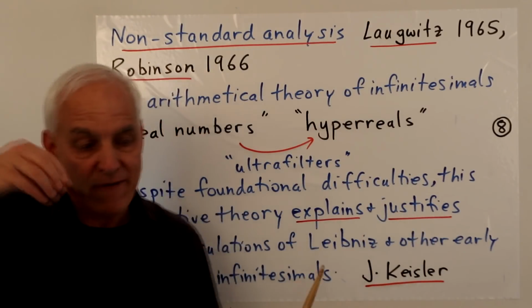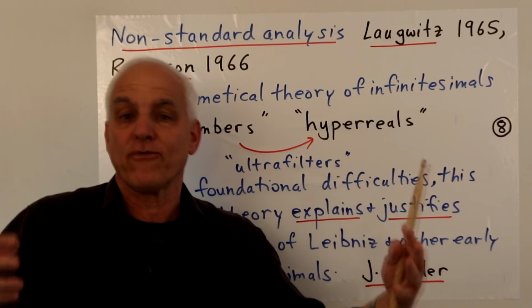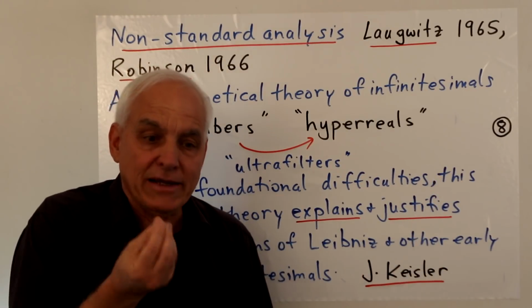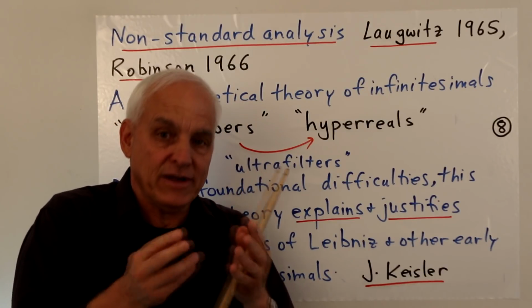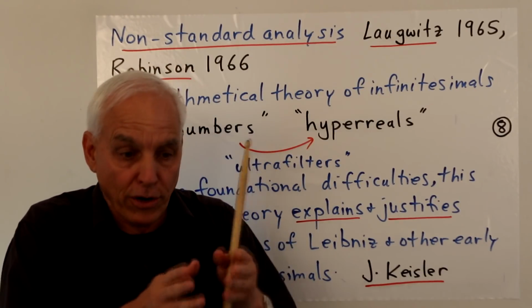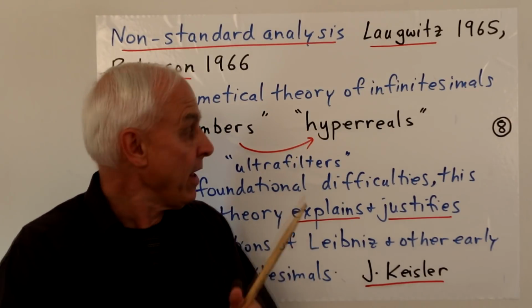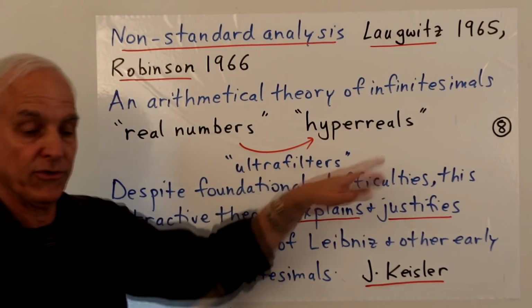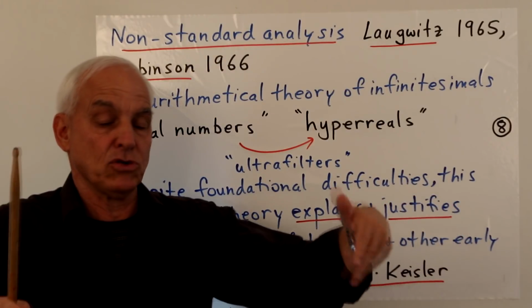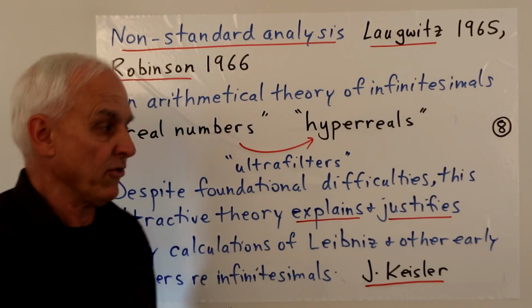So they actually found an arithmetical framework which allows these curious infinitesimal quantities, which are smaller than any positive real number, but still bigger than zero. And these things are called hyperreals. So they extended the real number system to something called the hyperreal number system.